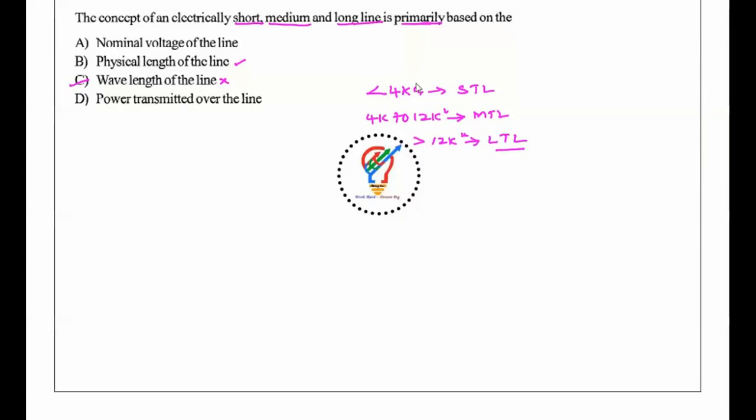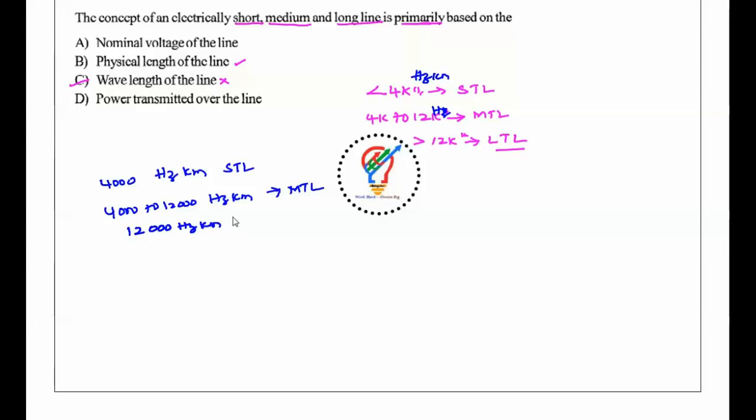So it is 4K hertz-kilometer. Units are hertz-kilometer. So 4000 hertz-kilometer means we can call this a short transmission line. 4000 to 12,000 hertz-kilometer means we can call it a medium transmission line, and above 12,000 hertz-kilometer means we can call it a long transmission line.